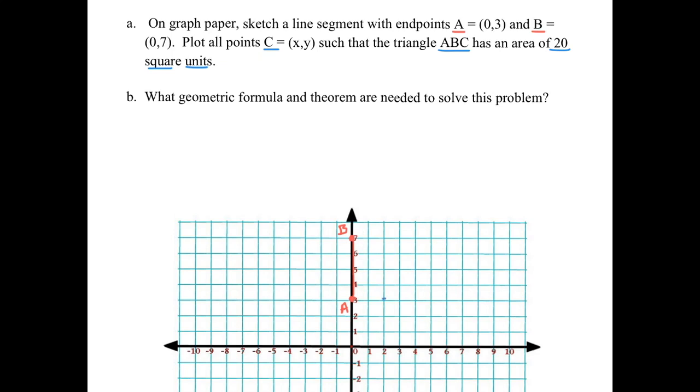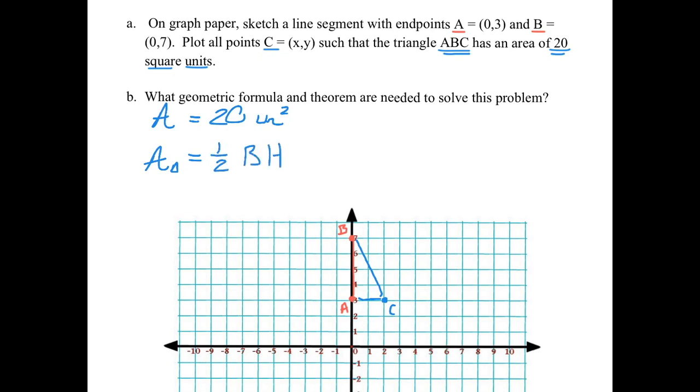I'm going to choose to put C right here at 2, 3. Now I've formed triangle ABC, but the question is, does that actually have an area of 20 square units? Okay, so first I want to think about how I can calculate the area of a triangle. The area of a triangle is 1/2 base times height.